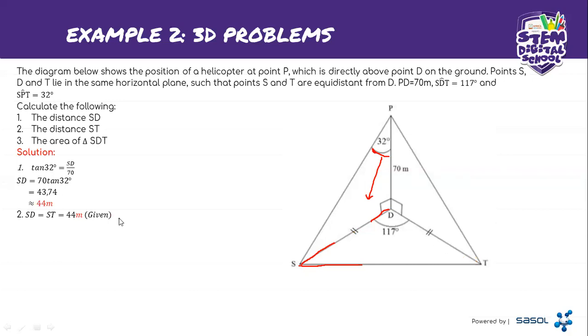Thereafter, because we're in this triangle SDT, we have two sides and one angle, and this angle is between those given sides. Remember earlier on we touched on the conditions, and this condition was under the cosine rule. So obviously on this one, you're going to use the cosine rule to calculate side ST. Then you're going to write the standard equation.